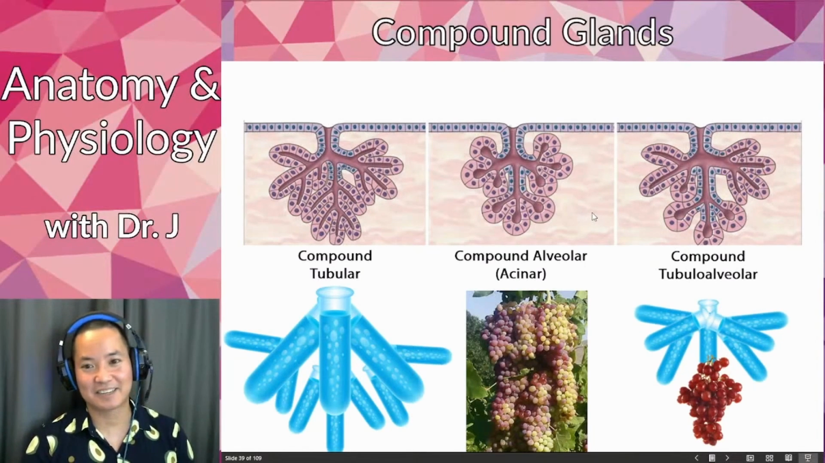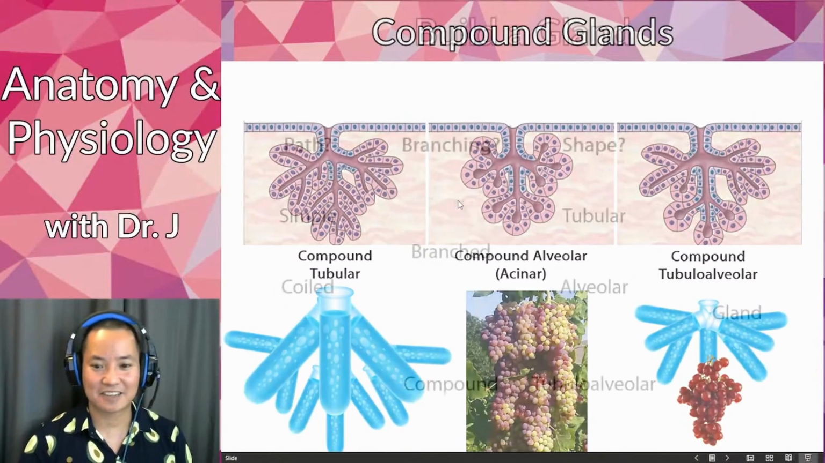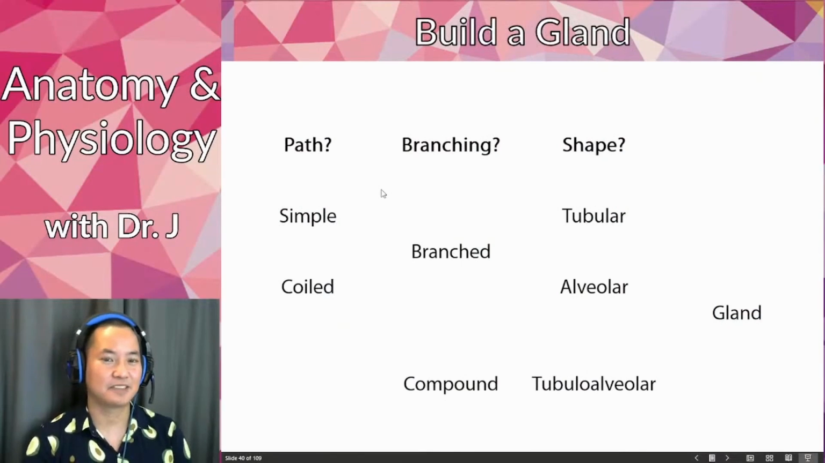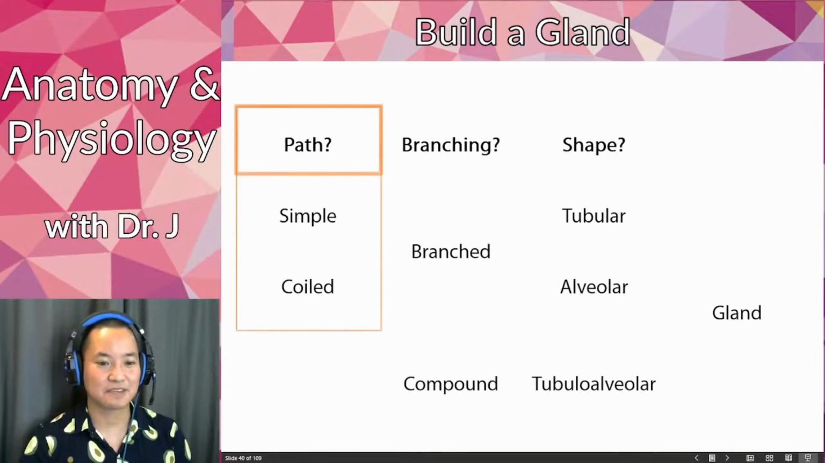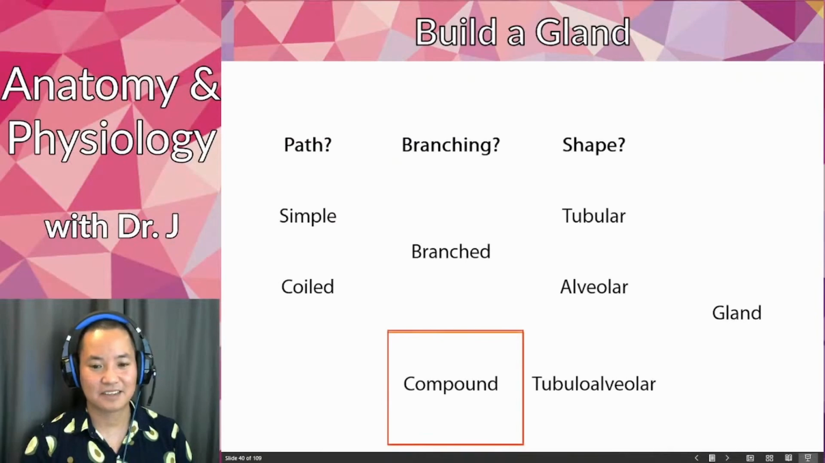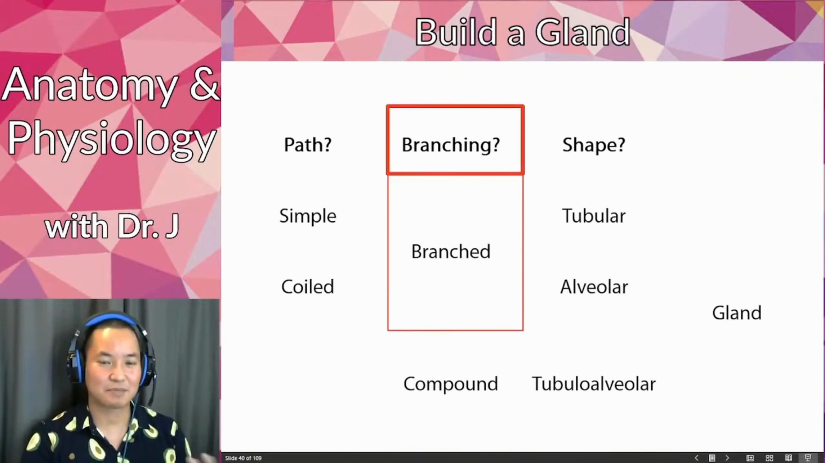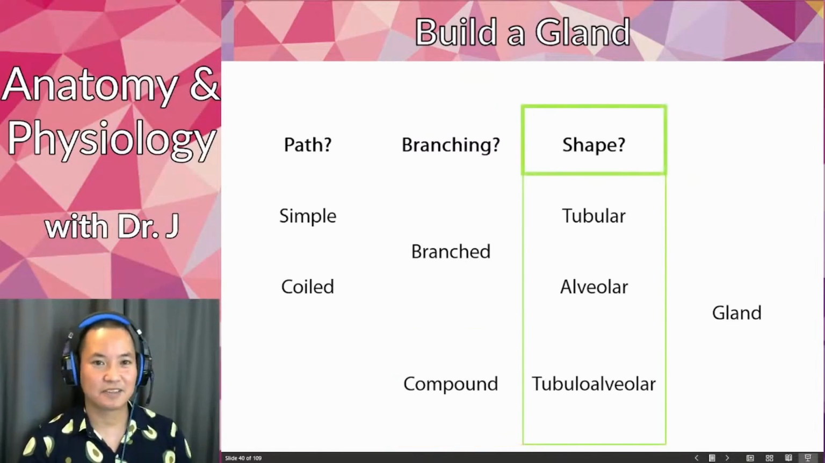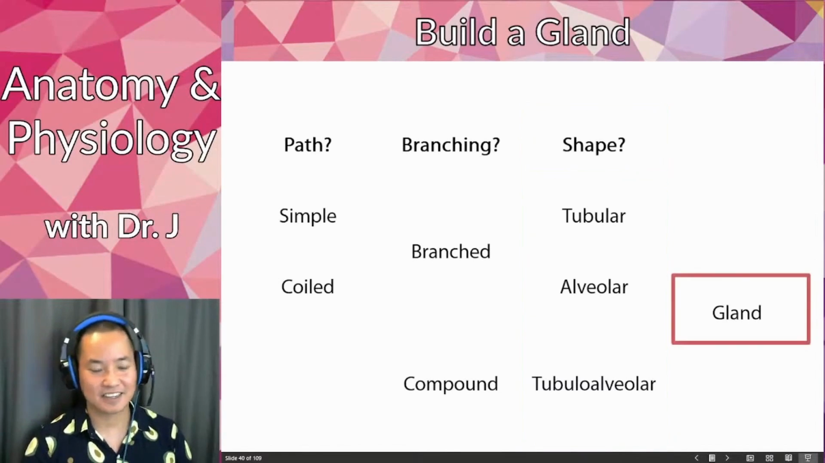Very creative, but I like it because it takes away the guesswork instead of them coming up with a totally unrelated third name. So just like you're able to build the epithelia, you can build the gland. So you have your path. Is it simple, or is it coiled, branched, or compound? If it has one branch, it's branched. But if it has multiple branches, it's compound. And is it tubular, is it grape and round shaped, or does it have both? Tubular, alveolar, or tubulo-alveolar, and then gland. And that's all I have for today.